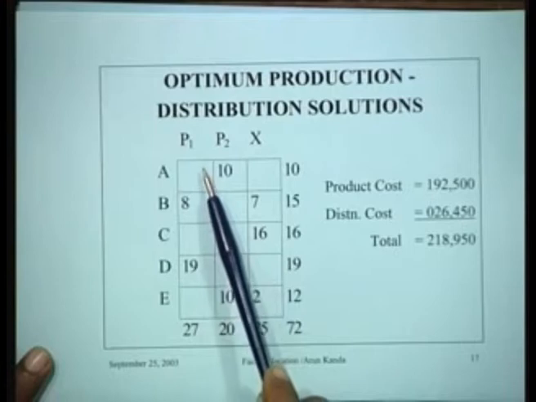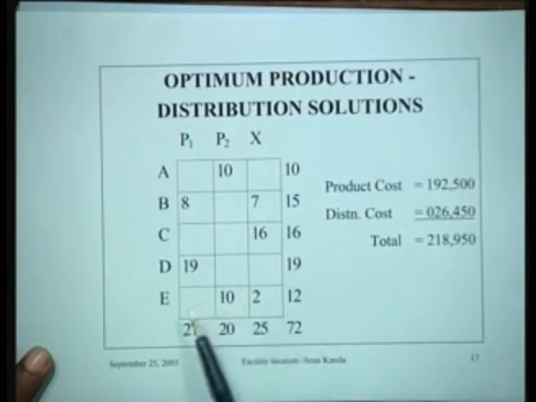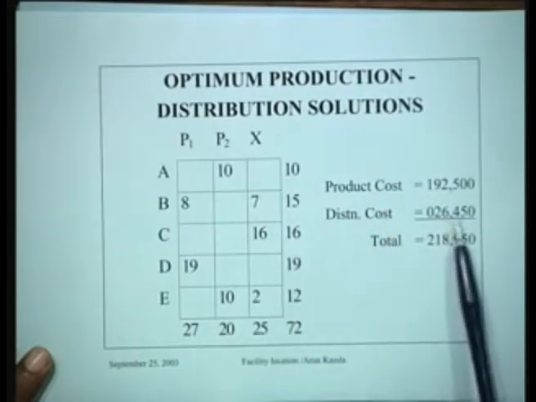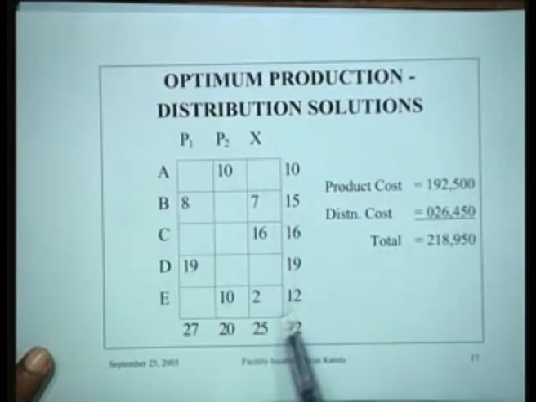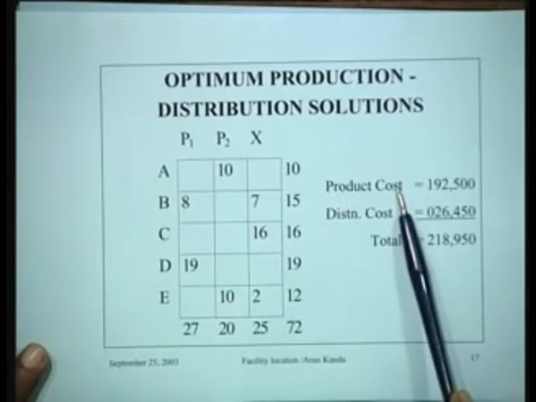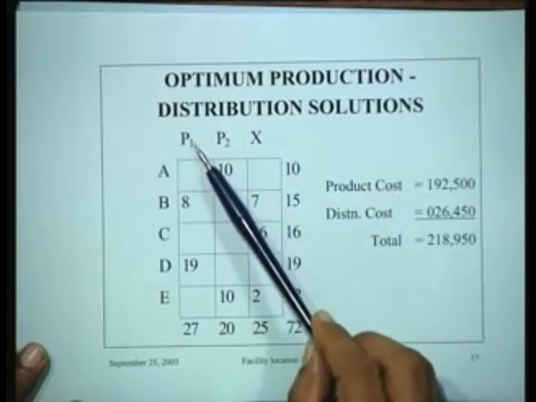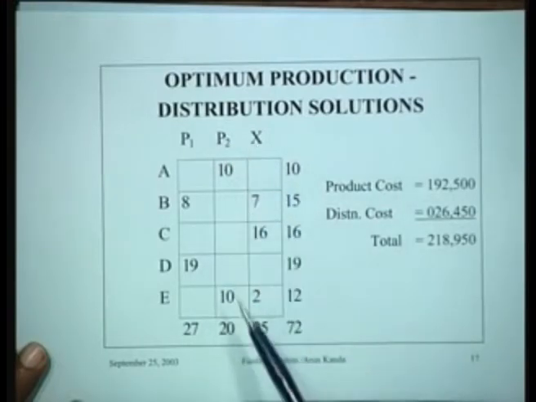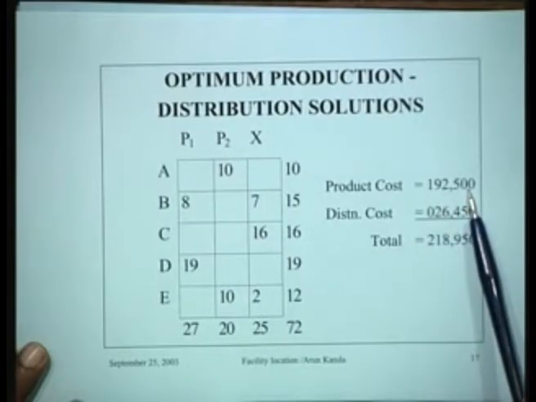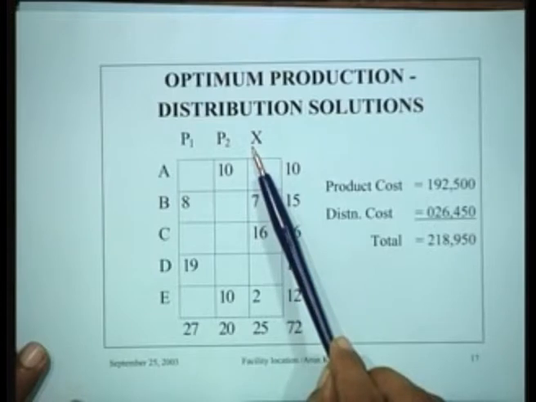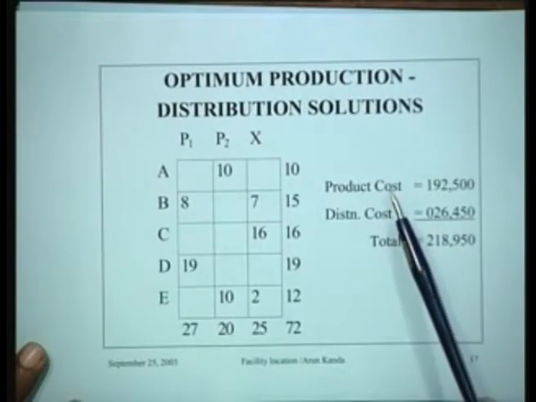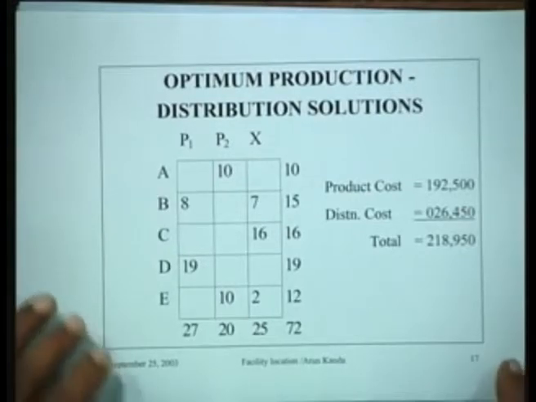Now in this case we work with only distribution costs here, so we have the costs of distribution. This is a standard transportation problem which you solve. When you solve it, you get the minimum cost of distribution, which is 26,450. And then you have to add to this the production costs: the production costs at P1 of producing so much, at P2 of producing so much, and at X of producing so much. So the total cost for this option, if I set up the plant at X, will obviously be 218,950, which considers both the production costs and the optimal costs of distribution.